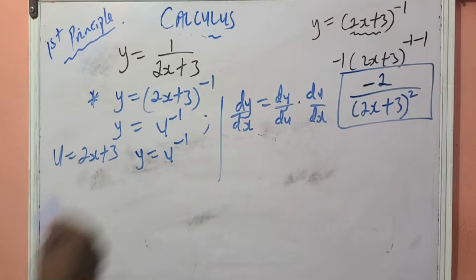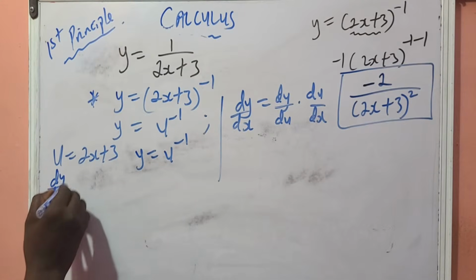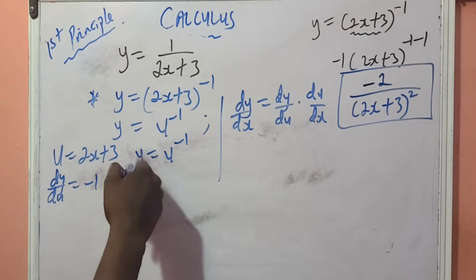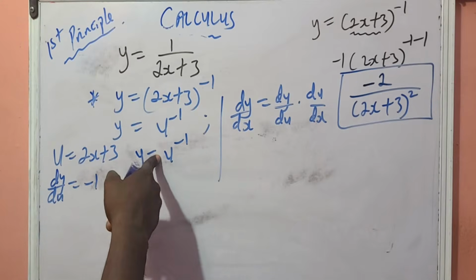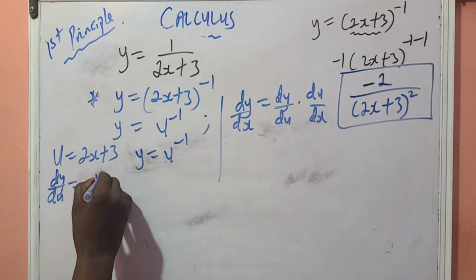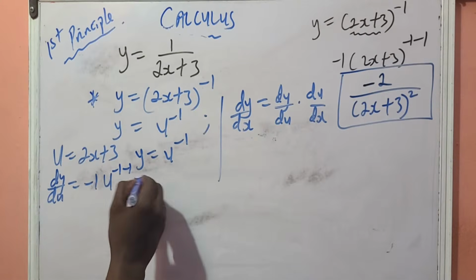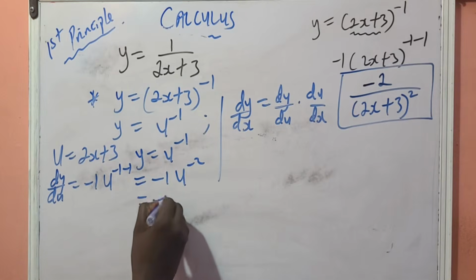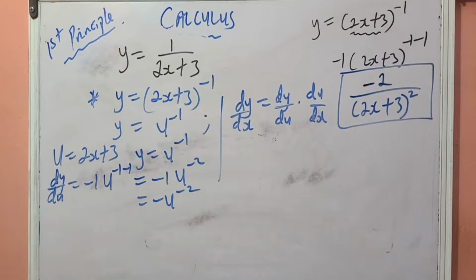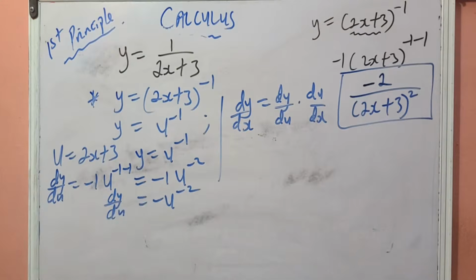The dy over du now, let's try and do it. The dy over du will be what? It will be equal to minus 1. Look at it right here. You want to differentiate this normally. Minus 1 times the coefficient of whatever you're dealing with here. That's 1. Minus 1 times 1 is minus 1. And you have u raised to power minus 1 minus 1. That's the general principle of differentiation. This will be minus 1 times u raised to power minus 2. That will be minus u raised to power minus 2. This is the dy over du. This is just applying the general principle.